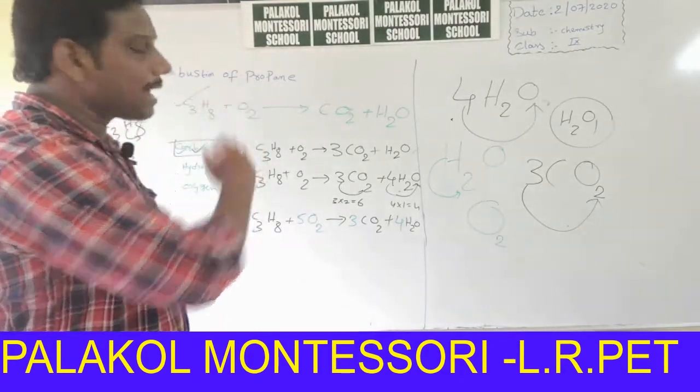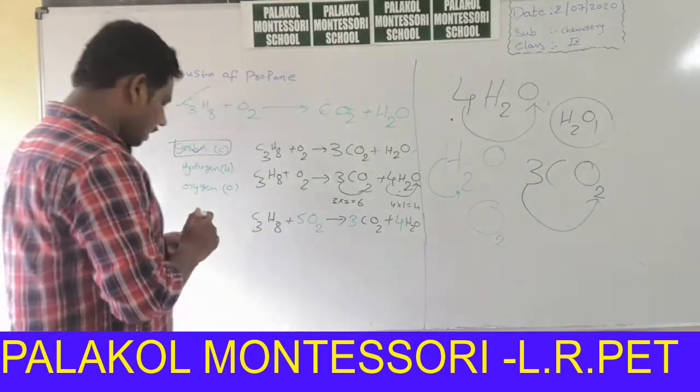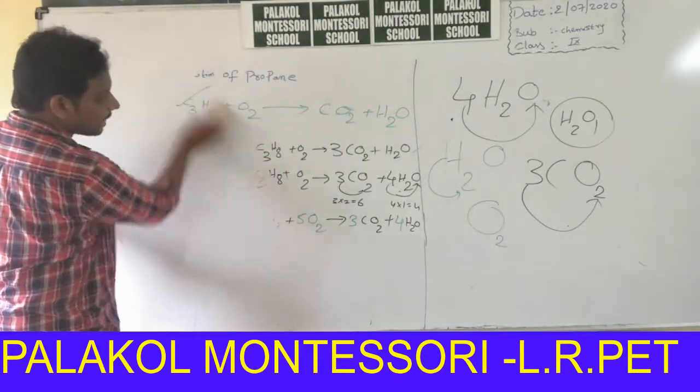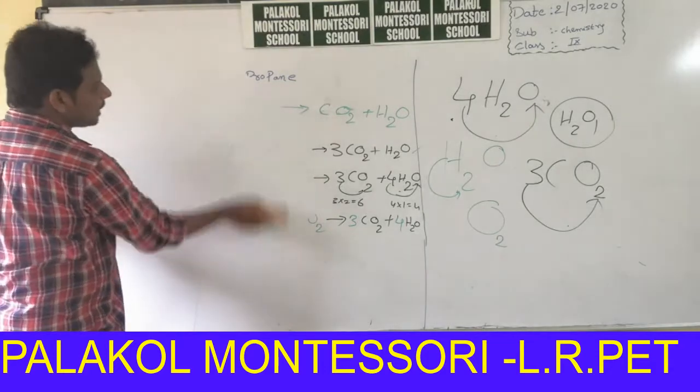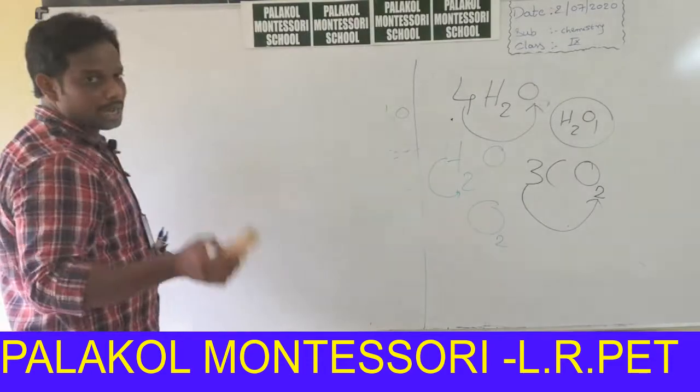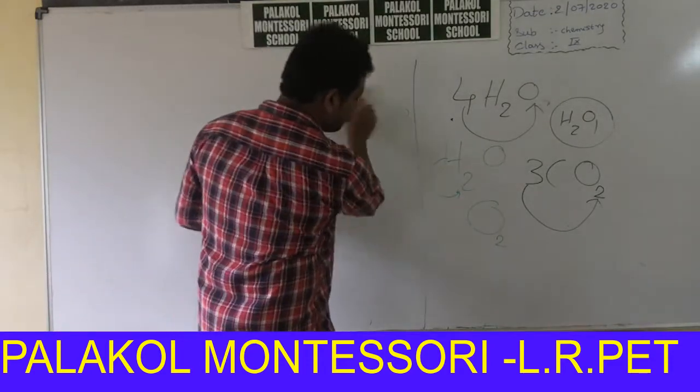Now I will explain with another example, given in your textbook. There is no chance to change subscript. We have no right to change subscript. In trial and error method, we can change stoichiometric coefficients.